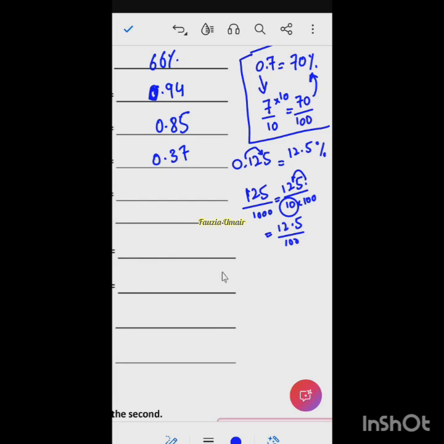Similarly, if there are 4 digits, for example 0.1235, what would be the percentage? Because we need only 2 digits, it will be 12.35%. This is how it works. For example, it is 0.675. What would be the percentage? 67.5%.